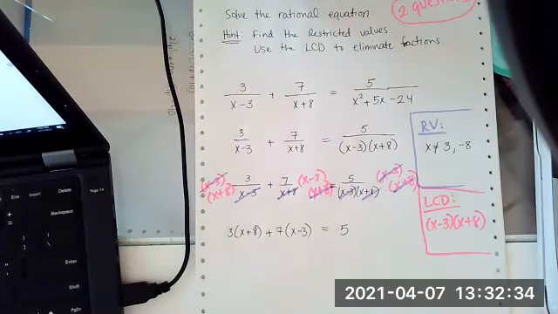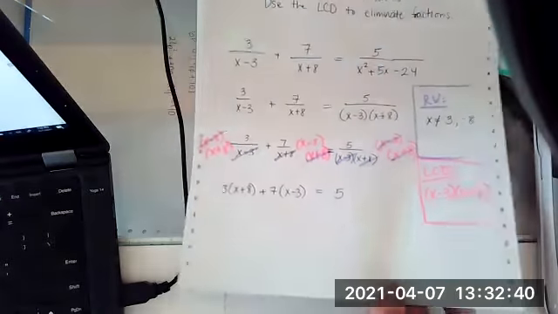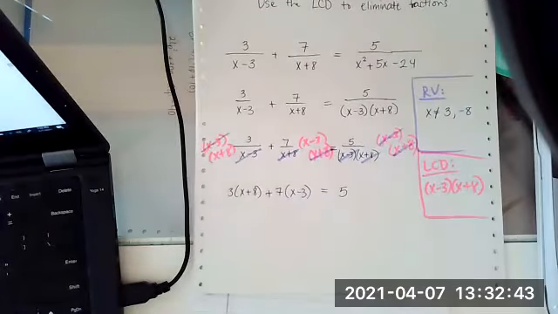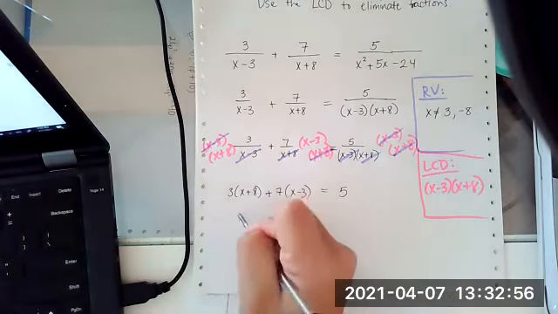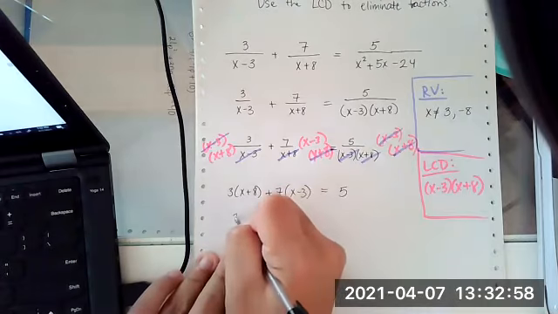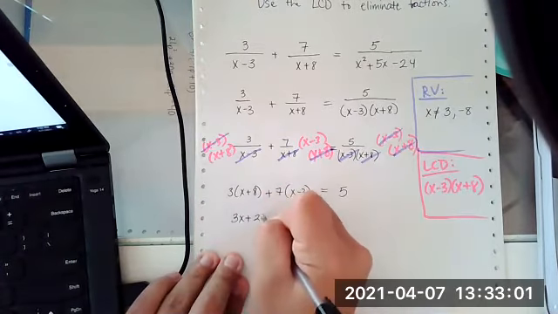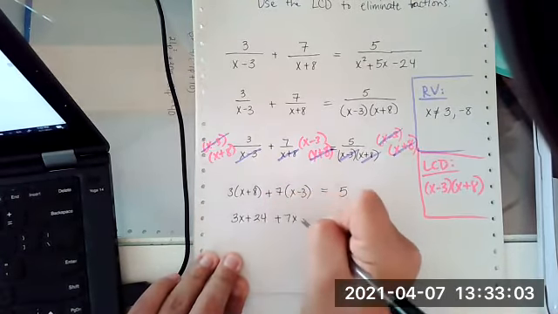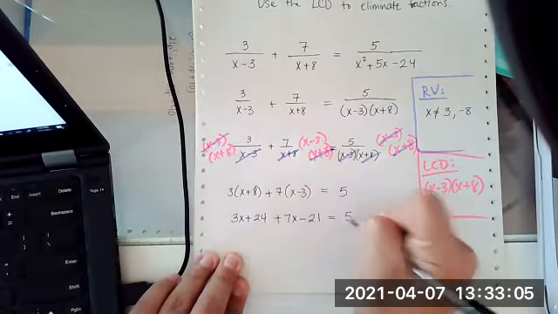So it seemed like a lot of heavy lifting at the very beginning, but this equation that we're left with at the end is actually just a simple linear equation. So we should get 3x plus 24 plus 7x minus 21 is equal to 5.